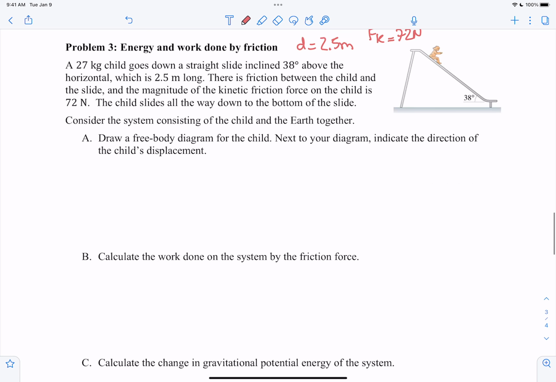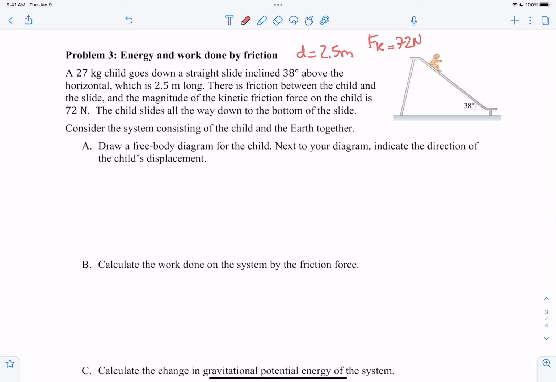Now for part A, they want us to draw a free body diagram for the child, and next to the diagram indicate the direction of the child's displacement. Since the child is traveling down this way, it's a tilted coordinate system. So we can indicate tilted coordinates here to the right. We could say this is the y-axis and this is the x-axis, like that.